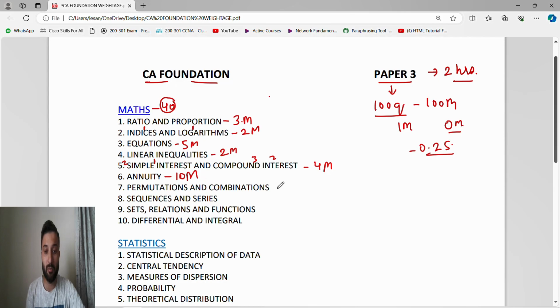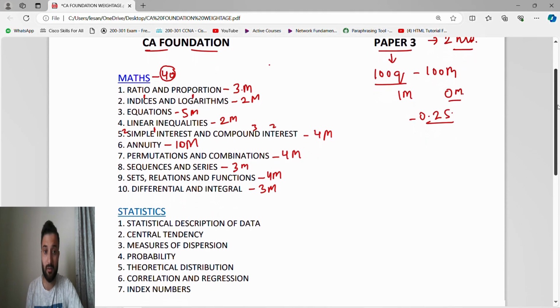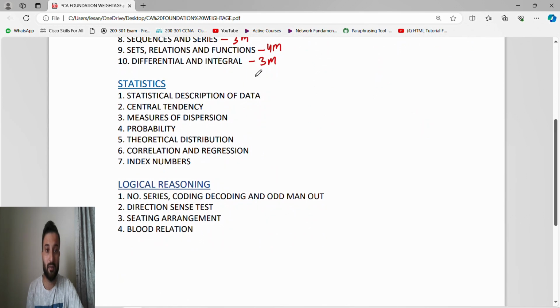Then permutation and combination, 4 marks. Sequence and series, 3 marks. Set, relation and functions, 4 marks. Differential and integral, 3 marks. So guys, if I am saying 4 marks, maybe it is 4 or 5 marks, maybe 4 or 3 marks, maybe 1 mark more or less. But this is the weightage. Mathematics, 40 marks. Now we're coming to statistics.